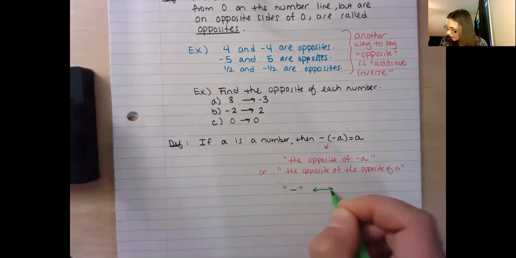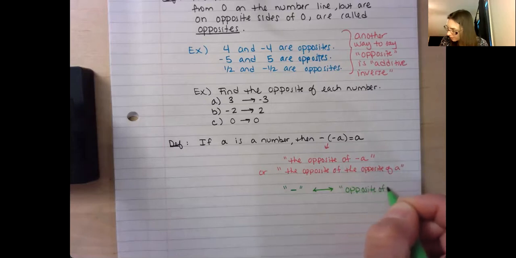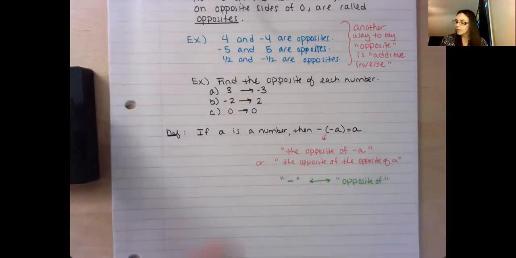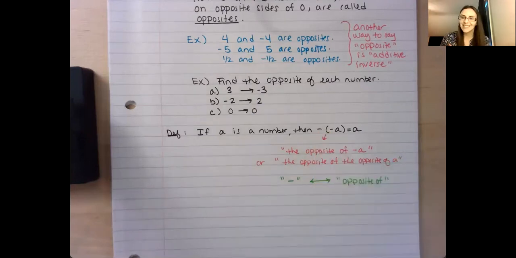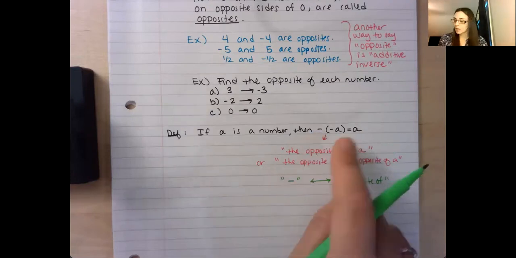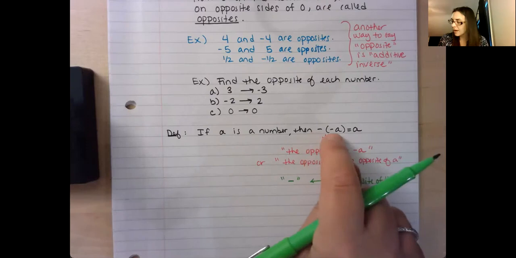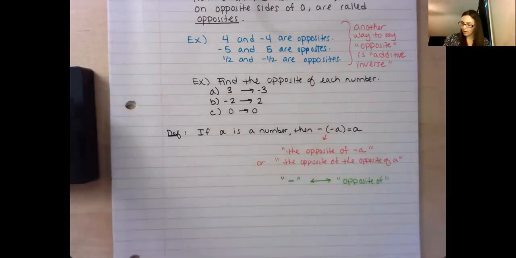So that negative sign you can sort of think of as the phrase "opposite of." So they sort of cancel each other out. If you take the opposite of the opposite, then you're right back to where you started. It's kind of cyclical like that. So when you have a negative and a negative right next to each other, what we're getting back out is the positive version. We're saying the opposite of negative A would be positive A. So that's good to know as well.